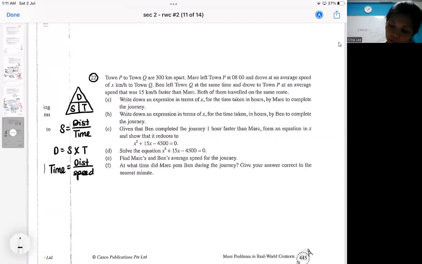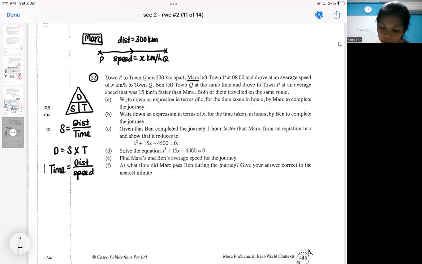And also you can organize the information. So I'm going to organize based on these two persons. So this one is like P to Q. So he's moving this direction, and then the distance is 300. So this is Mark, and then the speed is X. So if you look carefully, I got the distance, I got the speed. Actually, I can already answer part A. So Mark, what is the time?